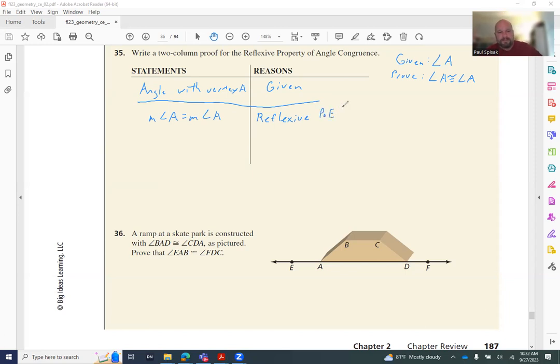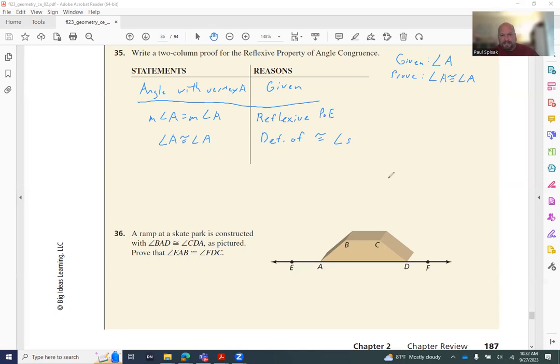So we have an angle. We know that we can say that its measure is equal to itself through reflexive property of equality. And if it is equal to itself, then it is congruent as well. So angle A is congruent to angle A. Why? That's the definition of congruent angles. Definition of congruent angles. All right. On 36.